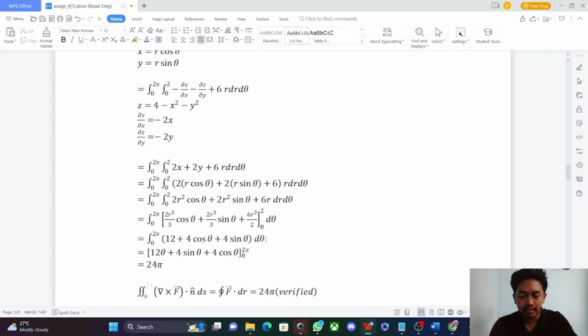Now we need to integrate d theta, and we got 12 theta plus 4 sin theta minus 4 cos theta, from 0 to 2 pi. And the answer that we got is 24 pi. And lastly, we can verify that the answer is 24 pi. That's all from me. Thank you.